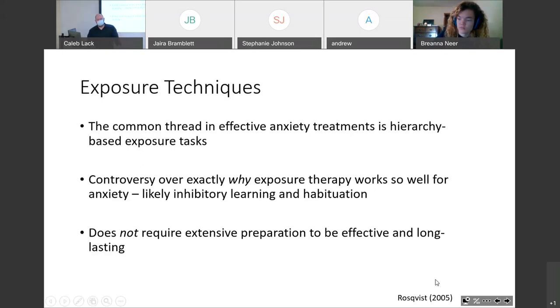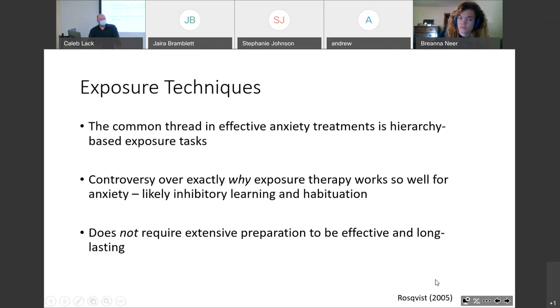Inhibitory learning, on the other hand, is all about changing your expectations, what you thought was going to happen if you did something. So I think that if I touch that doorknob and then I don't immediately clean my hands, then I'm going to get sick. Inhibitory learning would say, okay, well, let's touch that doorknob and see what happens and see if that's actually true.